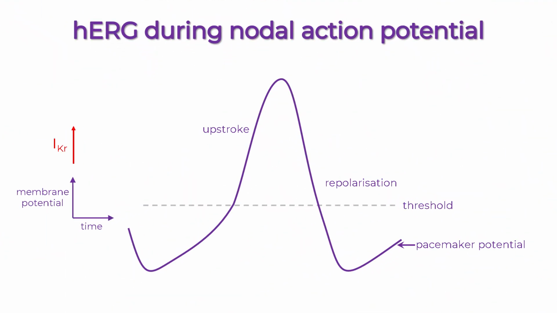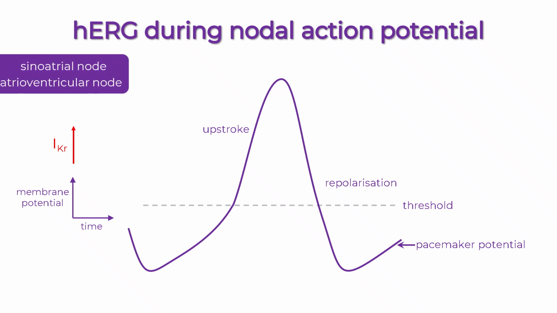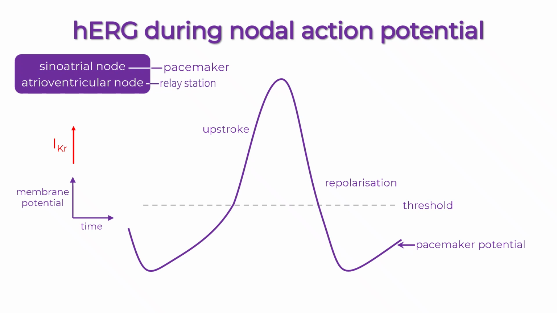Now let's look at a nodal cell in the sinoatrial or atrioventricular node. Nodal cells generate spontaneous rhythmic action potentials, allowing them to act as pacemakers, although the atrioventricular node's main function is to act as a relay station, controlling conduction from the atria to the ventricles.